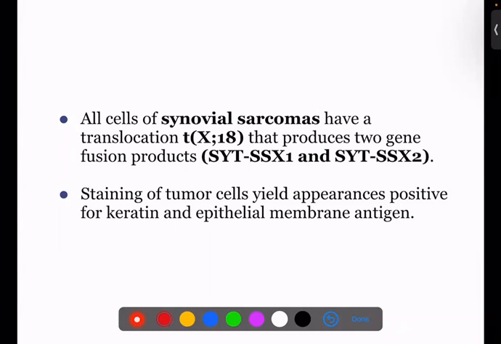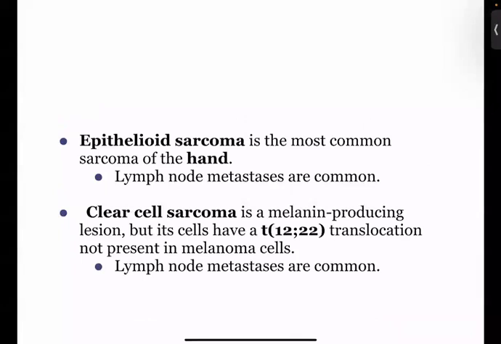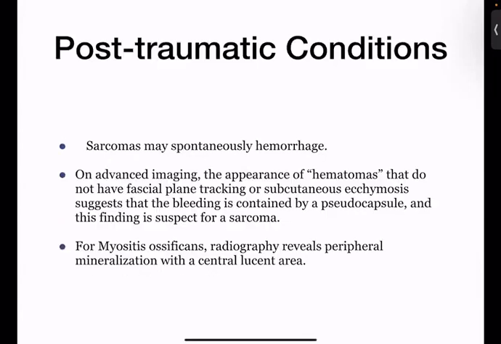Okay, stains usually are positive for keratin and epithelial membrane antigen. I don't know how important this is. I've never, I don't remember it coming in an MCQ, but it's a testable concept. Okay, epithelioid sarcoma, most common sarcoma of the hand. Lymph node mets is common. Clear cell sarcoma, melanin producing lesion, translocation 1222. Lymph node mets is also common, as we agreed.